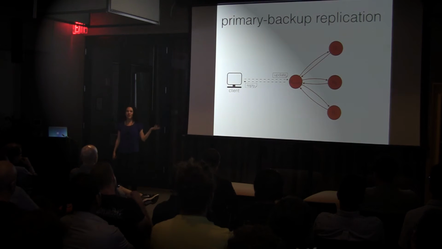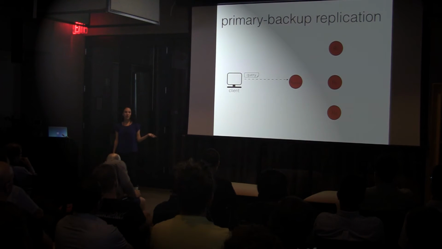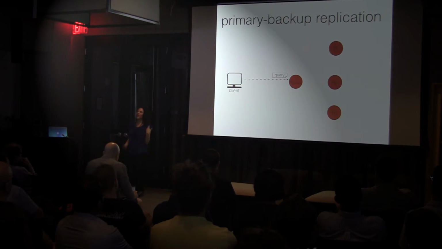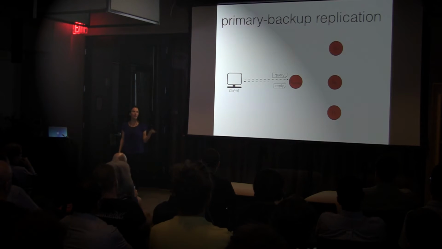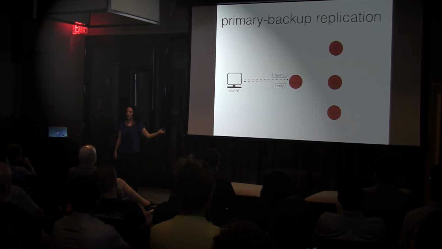If the primary crashes, we have three backups in this example, and then we can still go on. If there's a query, which is basically a read, the client sends the query to the primary, and then the primary has to make sure that every update is done and all the acknowledgements are received from the backups, and then it can send the reply back to the client.